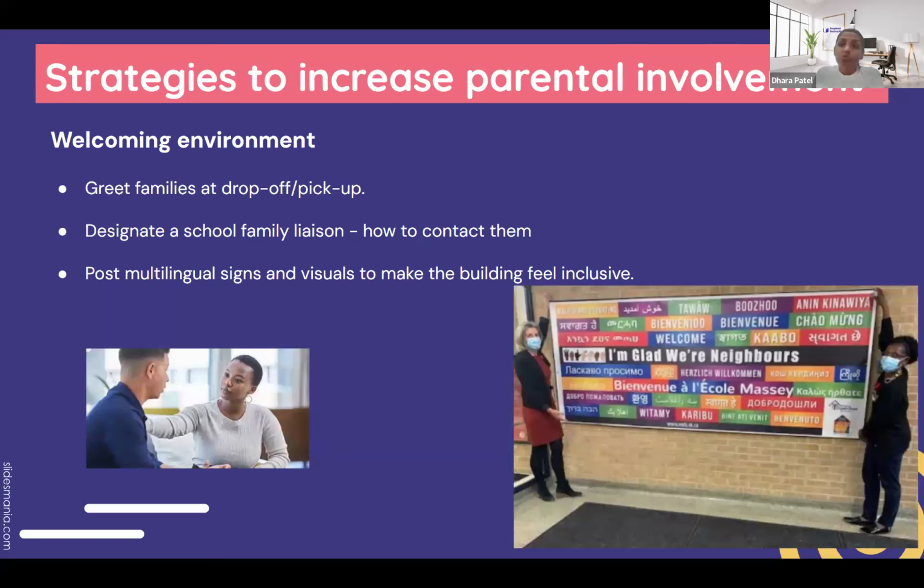Oftentimes some schools will use the school social worker, because we may not be able to have a position that's just called a family liaison, right? But have a designated person. The family should know, hey, when I have an issue or when I want to say something great about the school, this is my person to go to. It's the principal. Oftentimes they come to the secretary, but what does the secretary say?